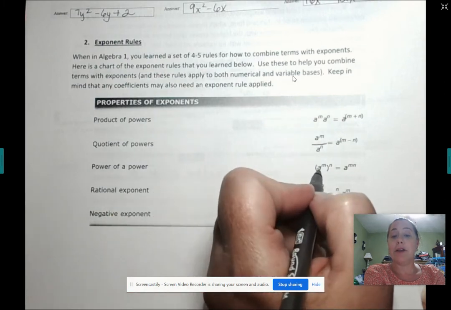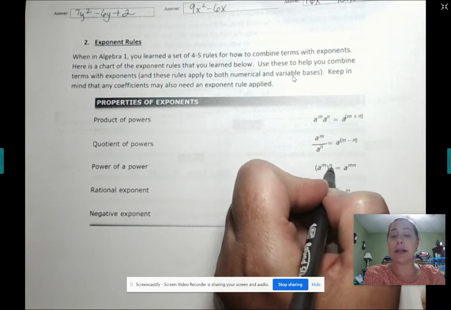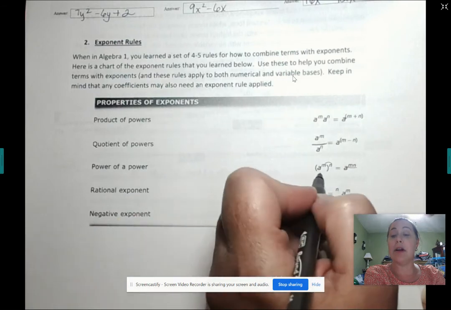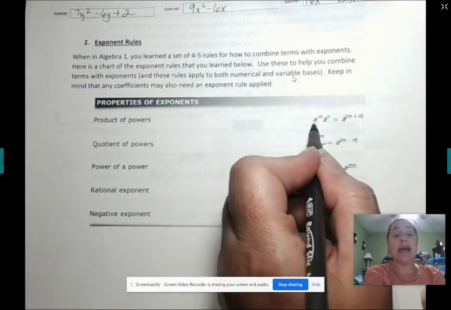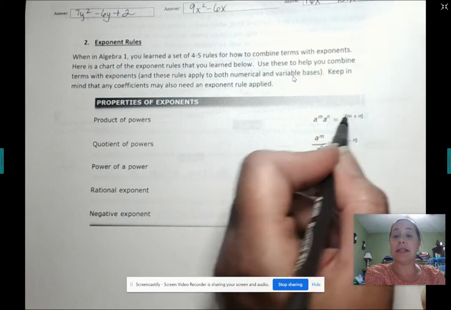Now, if you have a term that has an exponent and that entire term is being raised to another exponent, the way you combine those is by multiplying those powers together. Notice the base continues to stay the same. A times A is not a 2A, it's still an A. All the change happens in the exponent.